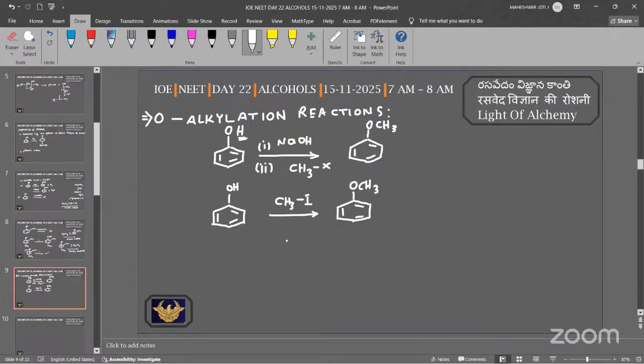Methoxybenzene, right? And what we have discussed, another reagent, that is dimethyl sulfate. Whatever the reactions we have studied under alcohols for alkylation, the same we will discuss here, right? Only the reactant is different, that is phenol. So dimethyl sulfate, CH3 taken twice, SO4, right?